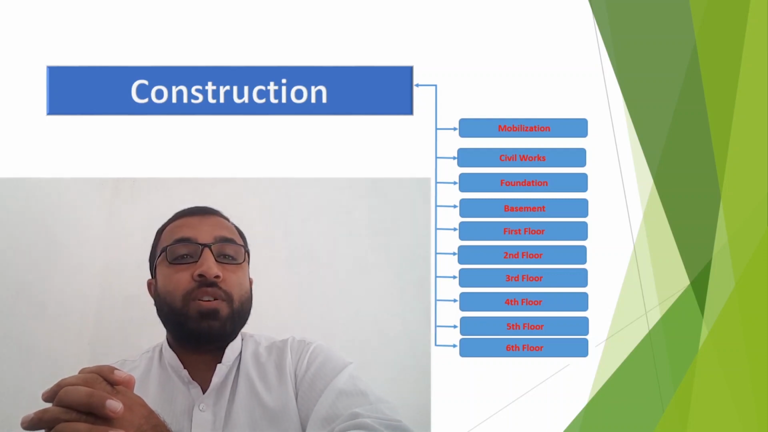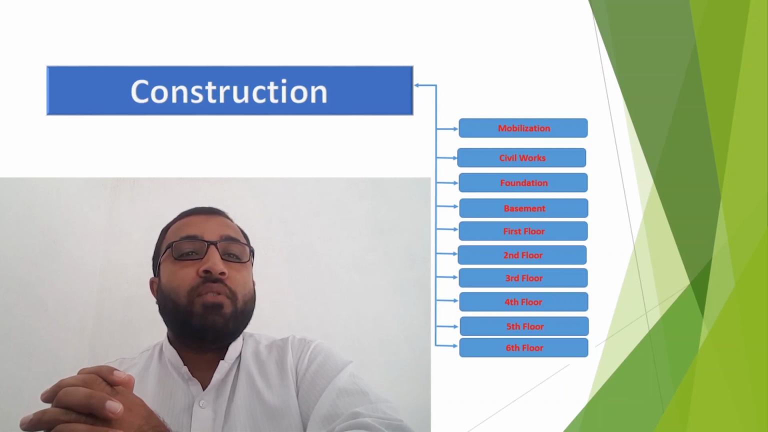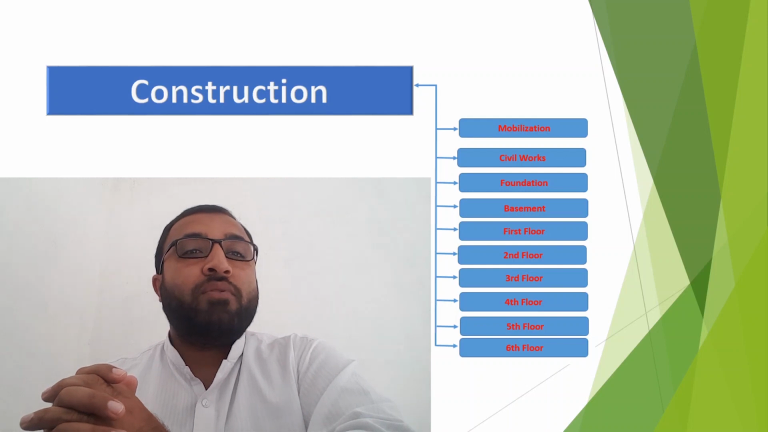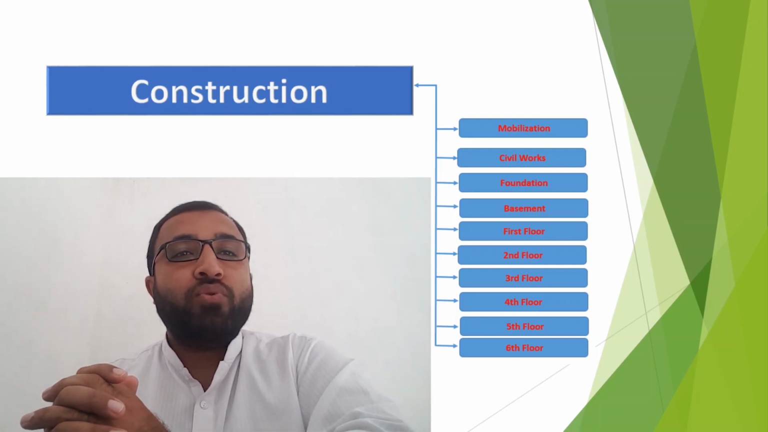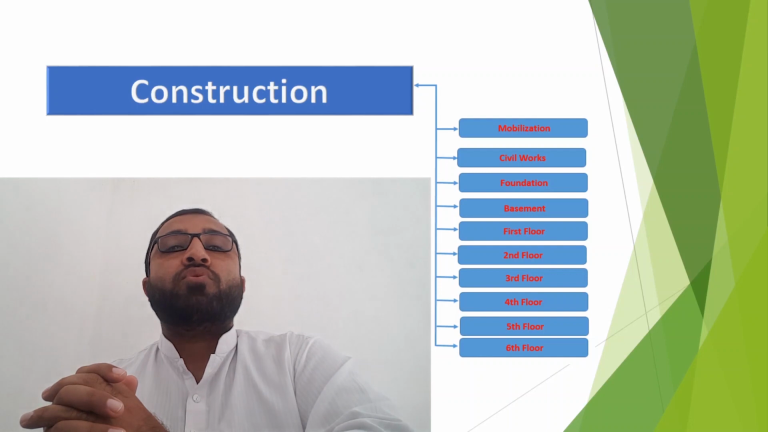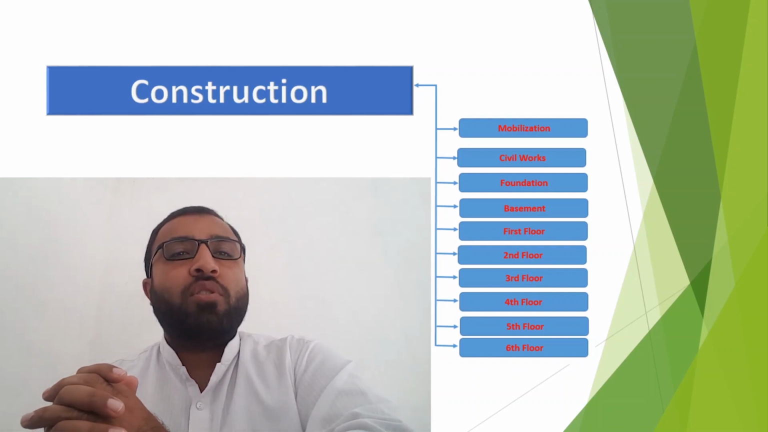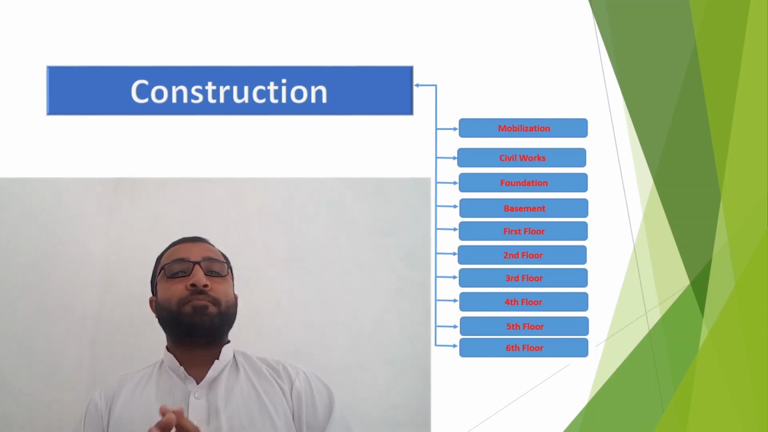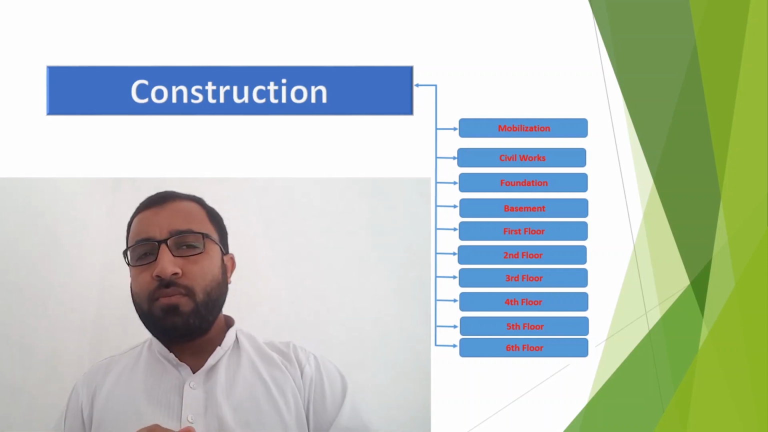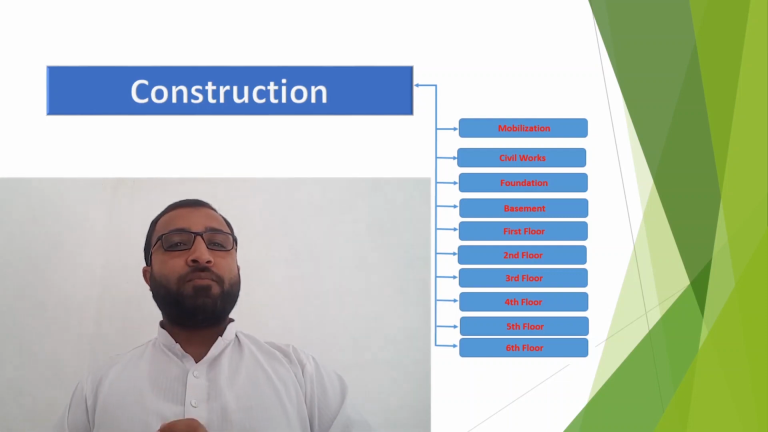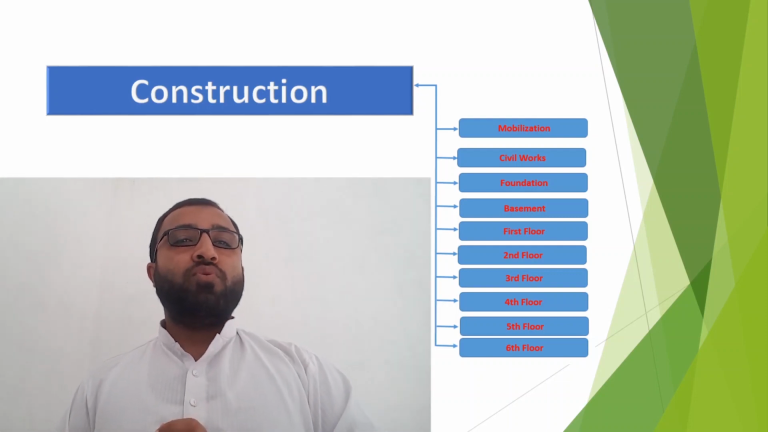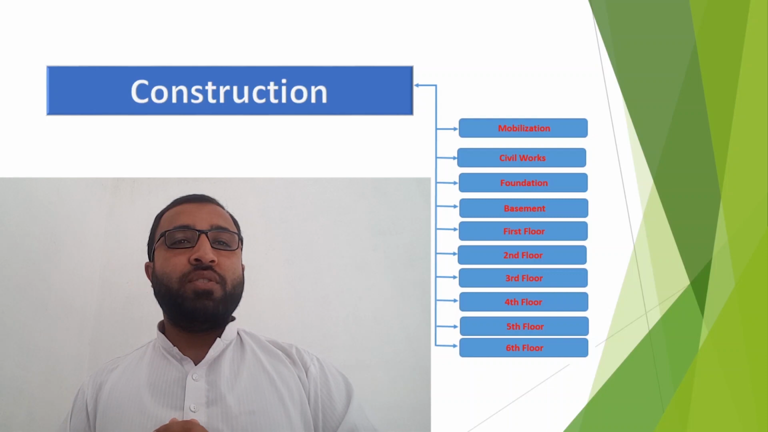Then comes the foundation part. Obviously in the foundation part, we will divide, maybe our raft is 2500 square meters. If we are able to do it in one go, then we don't need to divide into zones. If we are not able to do it in one go, then obviously we will divide into 2 zones, zone 1 and zone 2. Why will we divide into 2 zones? Sometimes we don't have enough resources or manpower. For example, we have 30 carpenters and 30 steel fixers.